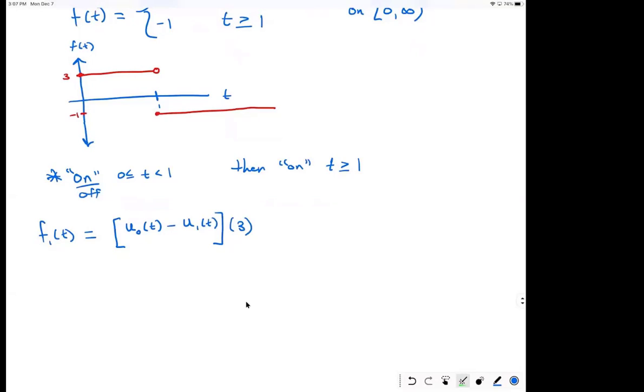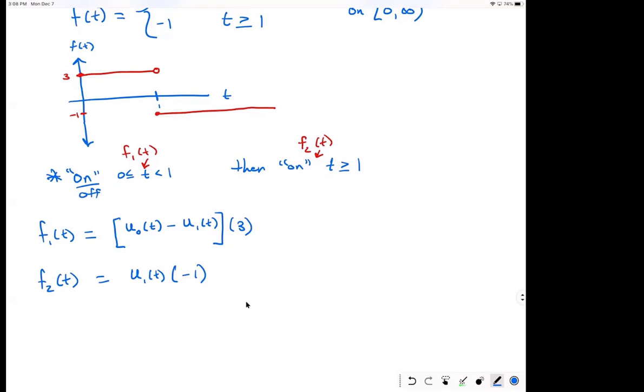And then my f2, the next part over here, let me draw it this way. So this is f sub 1 of t. It's this one. And this one will be f sub 2 of t. Will be this one. So my f sub 2 of t is equal to, I'm turning it on at 1. So u sub 1 of t, and I need to multiply that by minus 1.